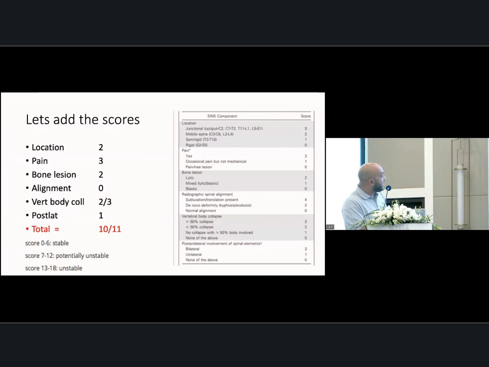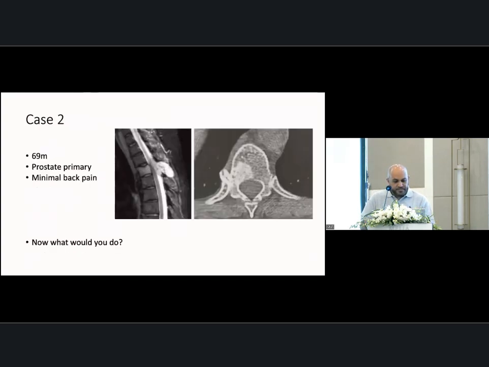And so the patient gets a 10 or maybe an 11, depending on which way you want to call it with the collapse. So 10 to 11 is potentially unstable. So you could operate on this patient, but you could manage this with radiotherapy and a brace if you wanted to. And I know in a lot of third world countries, that's a very viable option for a patient like this. Case 2, very quickly.